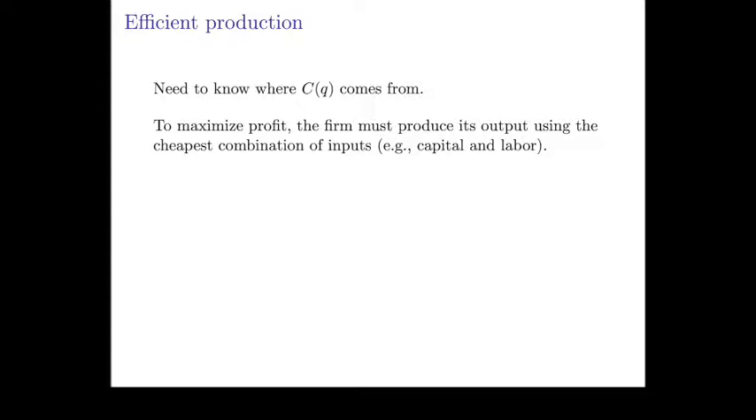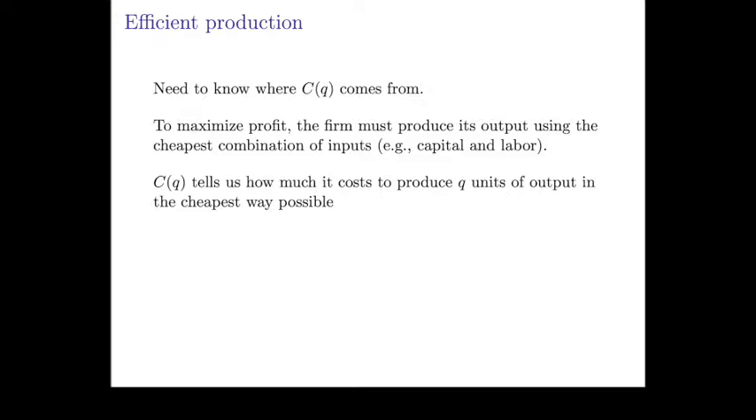Now we need to know where this cost function comes from. To maximize profit, what the firm has to be doing is using the cheapest bundle of inputs, so the cheapest combination of inputs, to produce Q units. That we know. So if capital and labor are the two inputs, then the combination of labor and capital has to be the cheapest combination of capital and labor to produce Q units. So C of Q tells us what the cheapest way is to produce Q units.